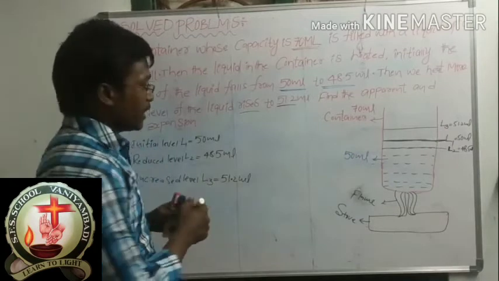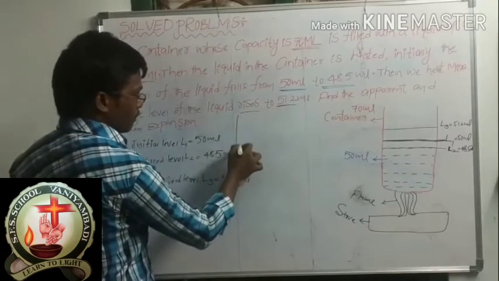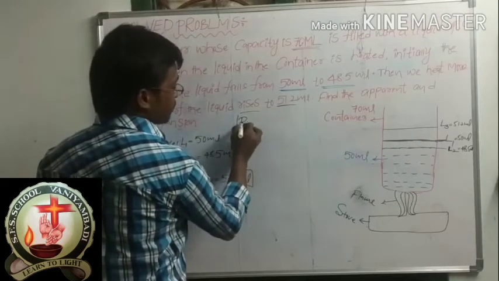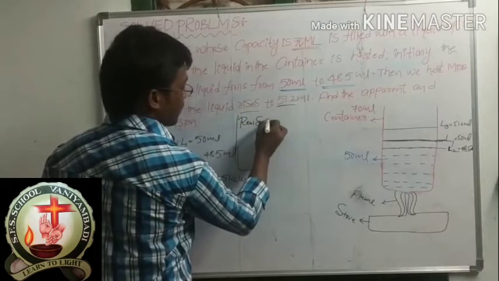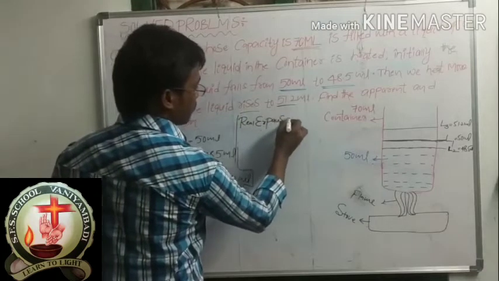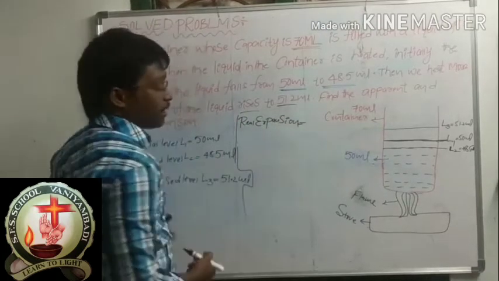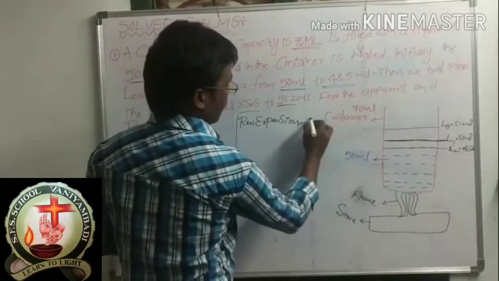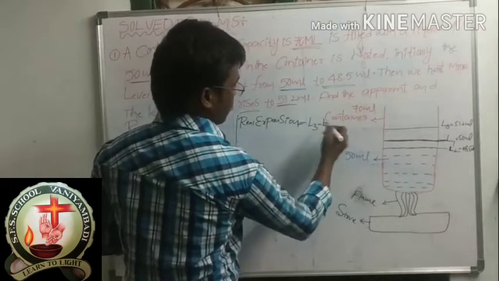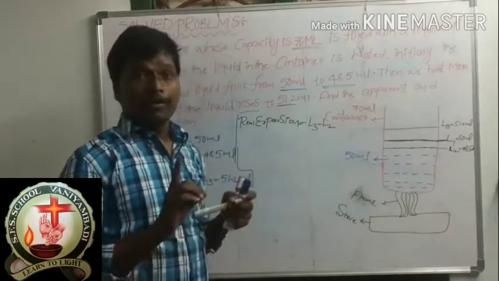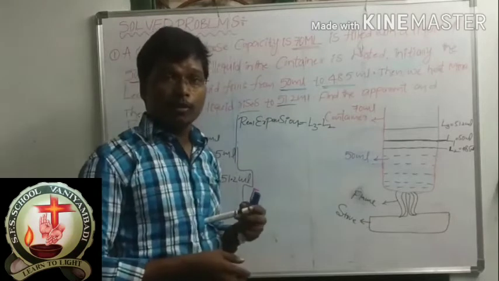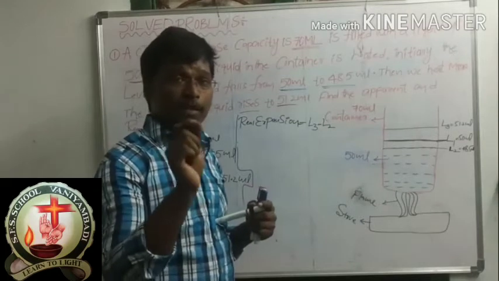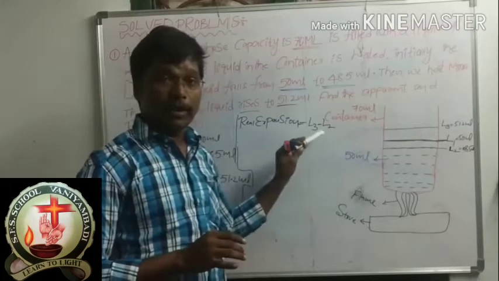Okay, so first one, real expansion. What is the real expansion formula? L3 minus L2. If you have any doubt, please go through your class notebook. I explained the experiment of real expansion and apparent expansion. Please check the formula. This is the real expansion formula, L3 minus L2.